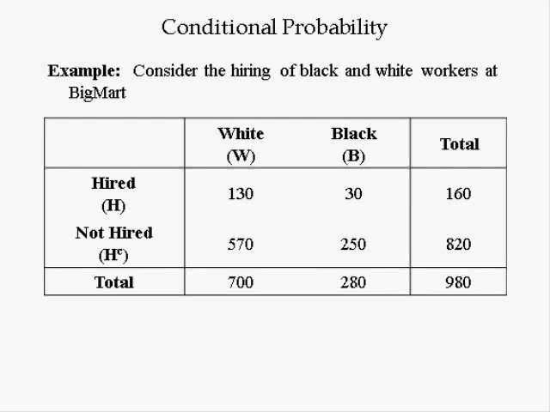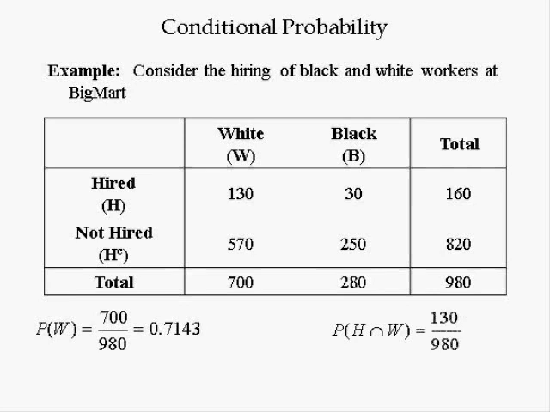The probability that a randomly picked applicant is white is equal to 700 white applicants divided by 980 applicants, which is equal to 0.7143. The probability that a randomly picked applicant is hired and is white is equal to 130 white applicants divided by 980 applicants, which is equal to 0.1327.